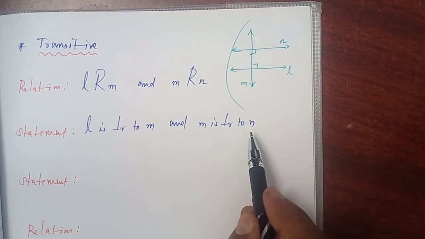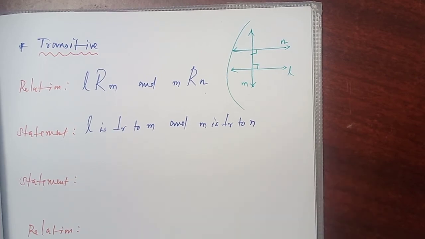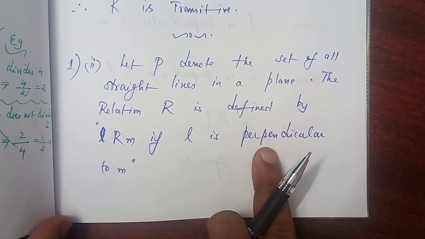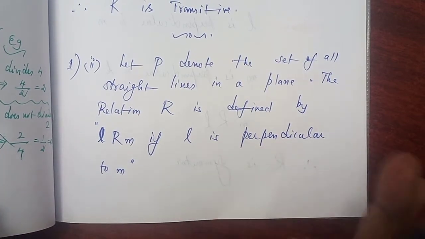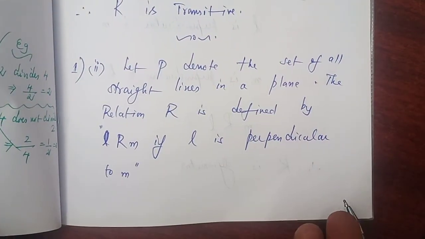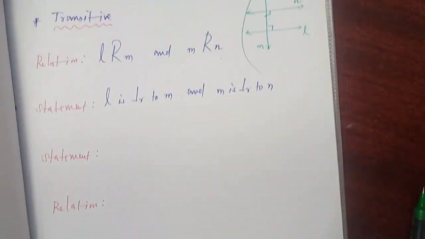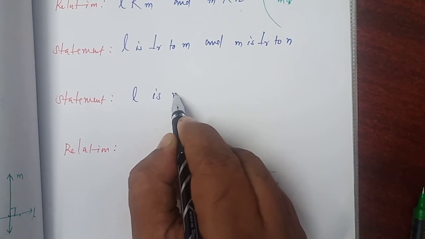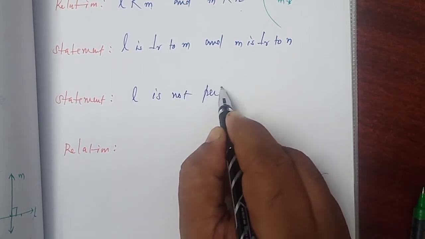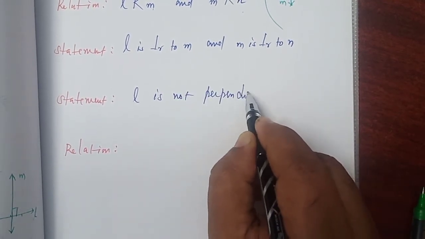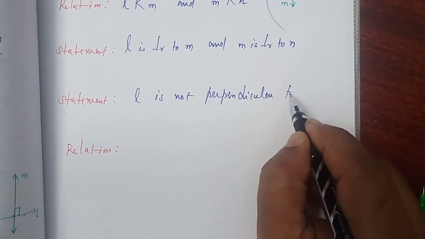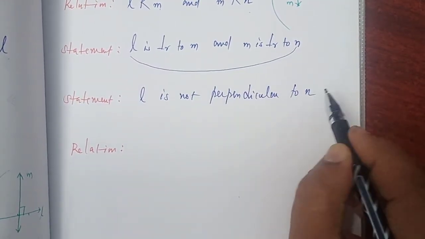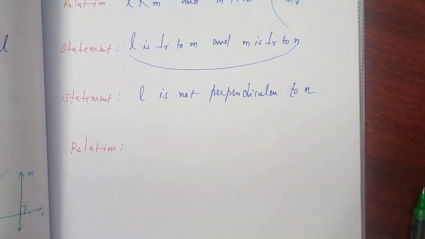We are not supposed to write parallel. The word has to be the same. What's the statement given? Perpendicular only is given, so you have to write not perpendicular only. Not perpendicular means parallel only, but don't write parallel. So what I have written is L is not perpendicular to N.